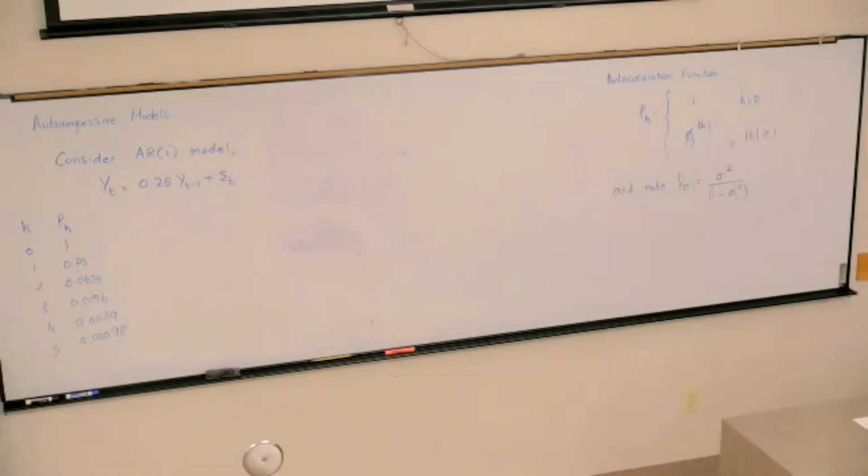How about 5 days into the past? Does today depend on whatever happened 5 days ago? Not very much, by a very, very tiny amount. So if this pattern continues, whatever is happening today is not related to Y_{t-10}, the 10th day in the past, because it'll be 0.